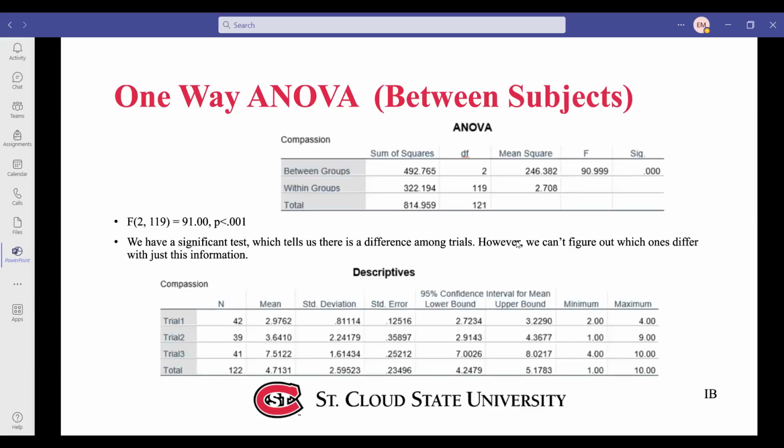So let's look at a specific example here: one-way ANOVA, between subjects. Up here we are comparing the groups, and we have these three groups: trial 1, trial 2, trial 3. Down here are the descriptive statistics. We have the mean of each trial, the standard deviation, standard error, the confidence interval, and the minimum and maximum for each of these trials, so you can see what the data looks like. Let's say we are interested in seeing if the means of the three trials are the same or different. For ANOVA, we state our hypotheses: mu1 equals mu2 equals mu3, and the alternative is that the mean of at least one of the trials is different from the others.